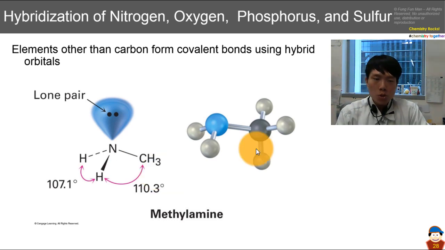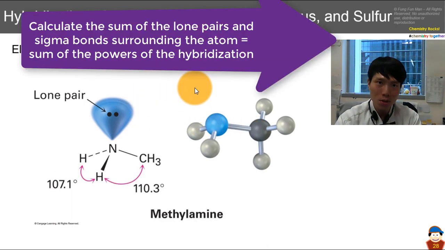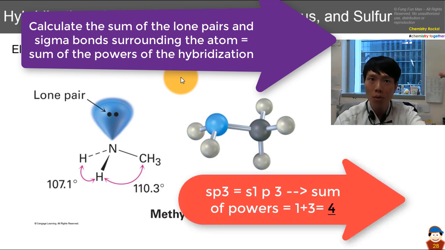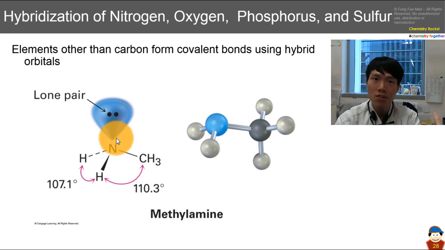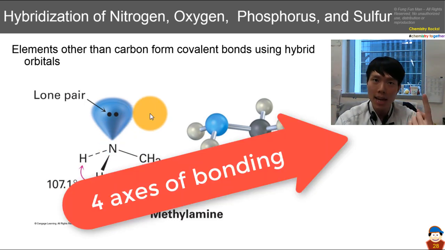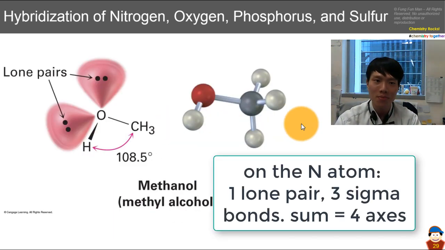So how do you know the hybridization of an element? You just have to use this rule that I give you, my own hack. The sum of the powers of the orbital sp3 denotes s1p3. The sum right now is 4, because 1 plus 3 is 4. The 4 comes from 4 axes of bonding. Axes of bonding are defined as lone pairs and sigma bonds. So for nitrogen, we have 1 lone pair and 3 sigma bonds, total is 4. That's why you have sp3 hybridized.